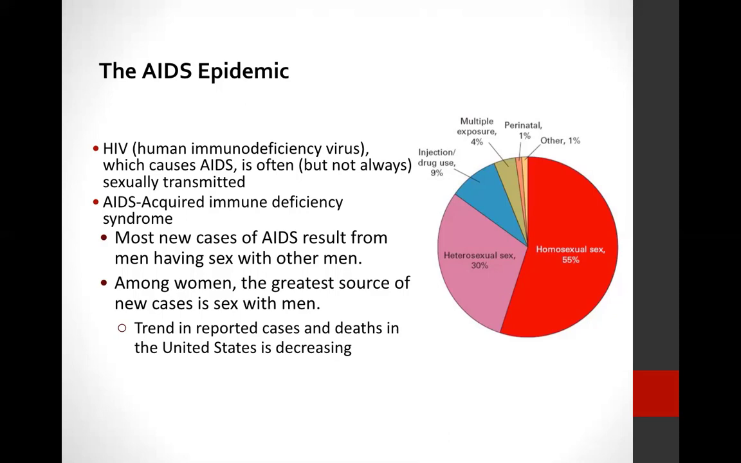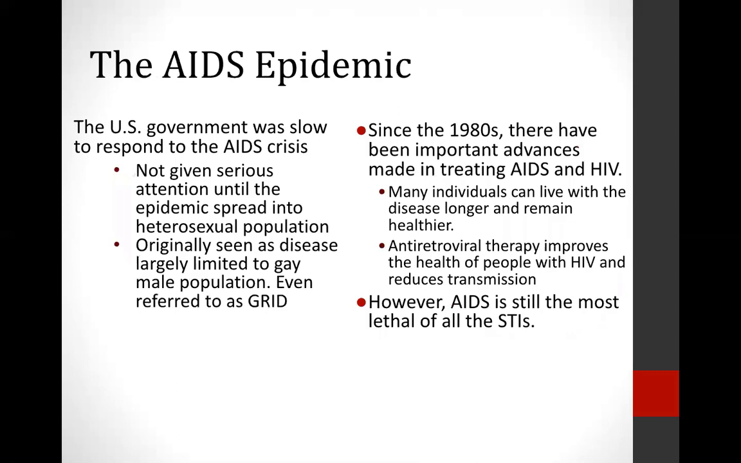Our cases and deaths have decreased. This is nothing like what it was when it was at its peak epidemic levels in the early 80s. But it's also worth noting that a lot of those deaths could have possibly been prevented if the U.S. government was not so slow to respond to the AIDS crisis. They did not give serious attention until the epidemic began to spread to the heterosexual population. Before that, it was largely seen to be a disease limited to the gay male population.